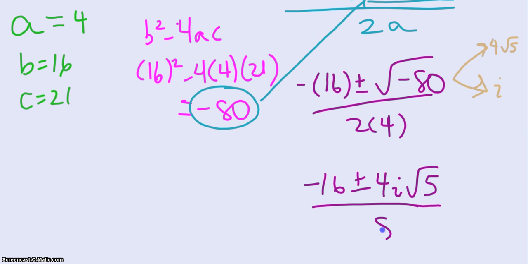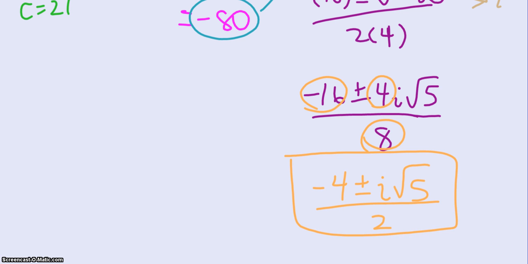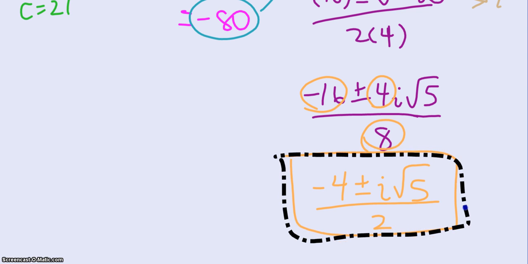2 times 4 is 8. So I notice that there is a number that will go into negative 16, the 4, and the 8. So that would be 4. 4 goes into those evenly. So negative 16 divided by 4 is negative 4. 4 divided by 4 is 1, so I'm left with i square roots of 5 over, and 8 divided by 4 is 2. So my final answer is negative 4 plus or minus i square roots of 5 over 2.